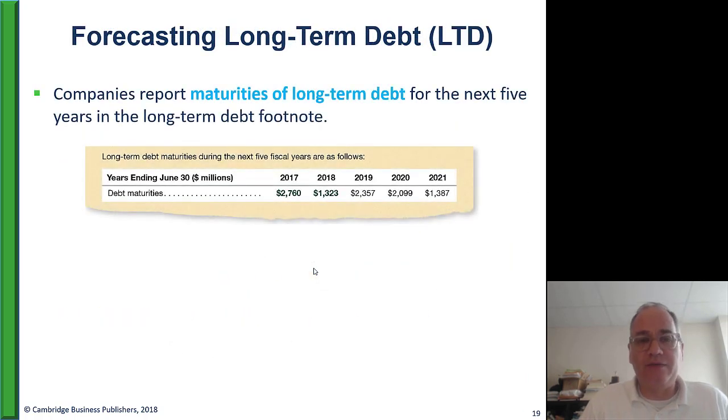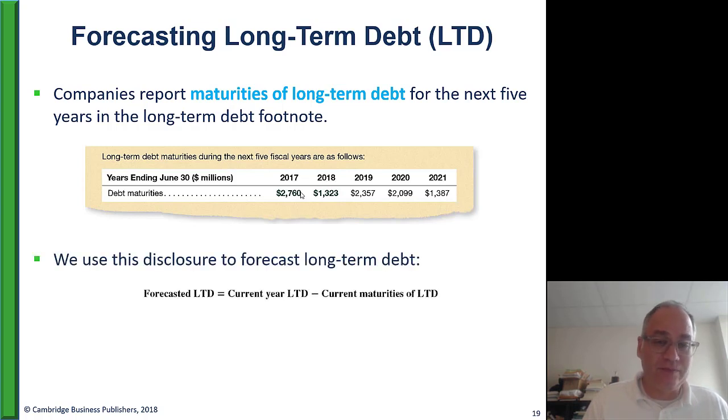Let's talk a little bit more about long-term debt. What companies do is they report maturities of long-term debt for the next 5 years in their debt footnote. So when you see that, if debt maturities next year are 2760, then 2760 is going to be current portion of long-term debt. 2760 is expected maturities in 2017. Then the current portion of long-term debt in 2016 is going to be 2760. So you know exactly what to put there.